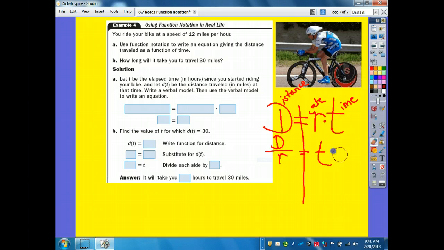Or you can do what I've taught you in the past. Instead of, if you don't want to rearrange it, just plug the numbers in that they give you and solve for the missing one. That's usually the easiest. Let's see what they give us here.